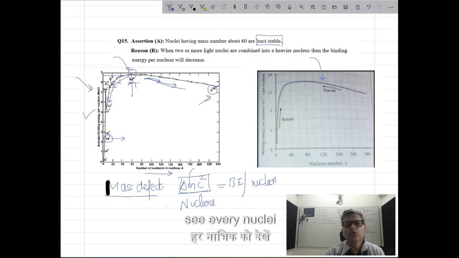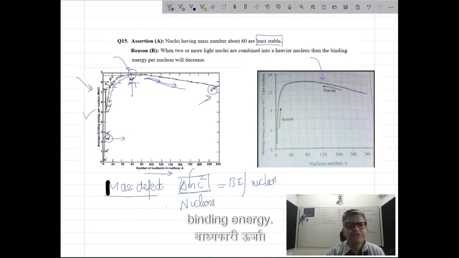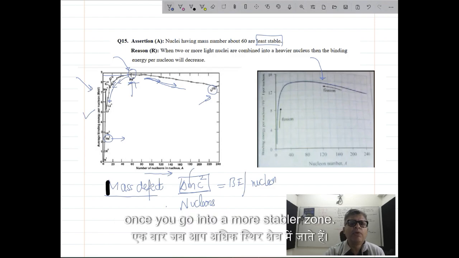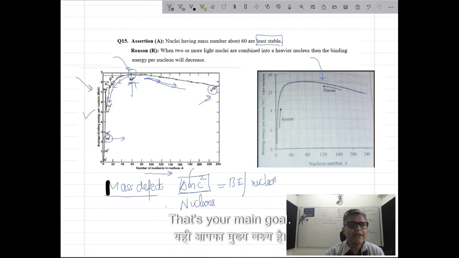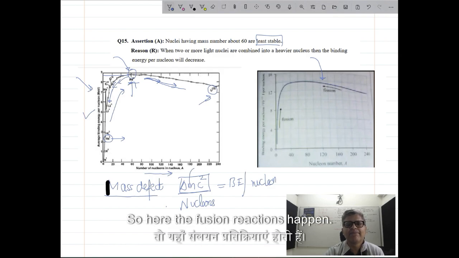See, every nucleus which is unstable has low binding energy. Uranium has low binding energy. So it wants to go into a more stable zone. Once you go into a more stable zone, you are becoming iron. That's your main goal. And even from this side, right, everybody wants to become an iron. So here the fusion reactions happen.